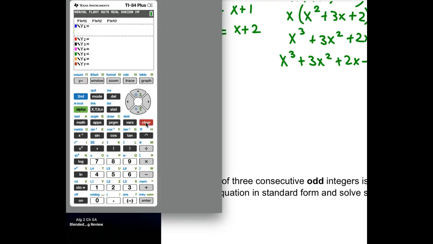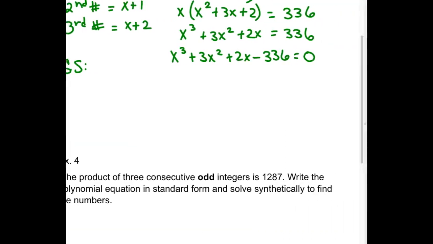All right, so our equation was x cubed plus 3x squared plus 2x minus 336. All right, looking at our graph. I only see one spot where it crosses, but that's fine. I'm just looking for that first number. So 1, 2, 3, 4, 5. Looks like this is crossing here at a 6. So let's go back and check to see if that truly works.